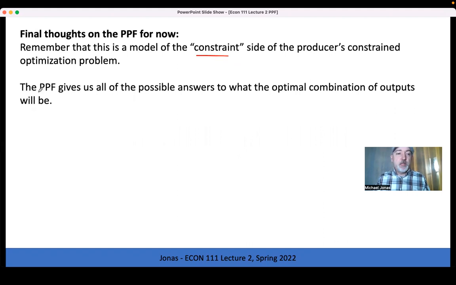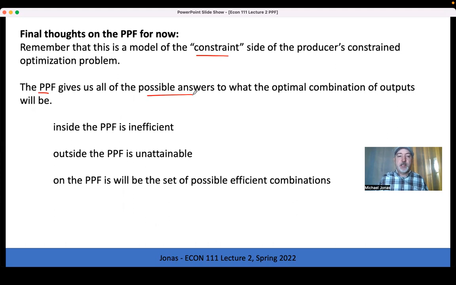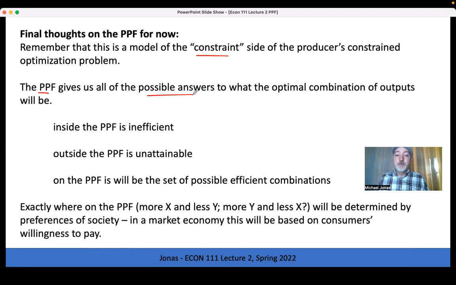Well, we know that the PPF gives us all the possible answers, right? The best combination of X and Y to produce has to be somewhere on the PPF, right? Because if you're inside the PPF, you're not producing as much as you could, and we can't attain a combination outside the PPF. So inside is inefficient, outside is unattainable. On the PPF is going to be our set of efficient full employment combinations of output. And on that PPF is where the profit-maximizing optimal solution is going to lie.